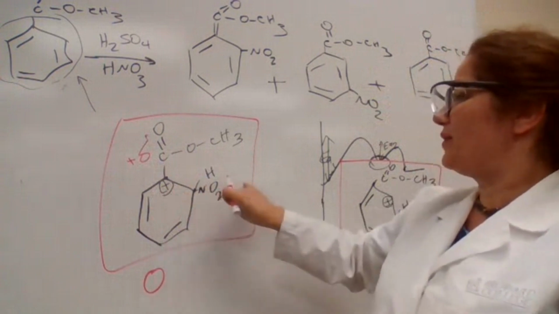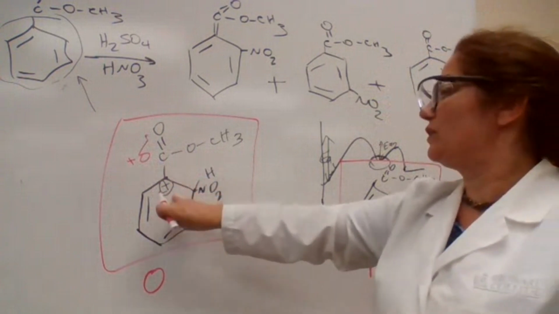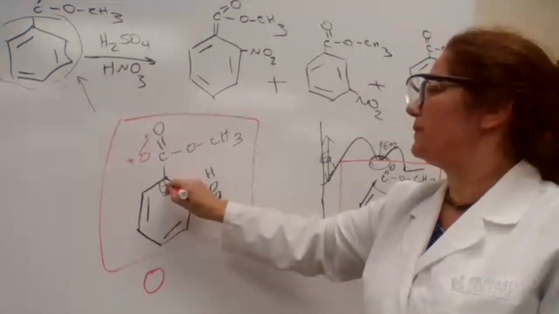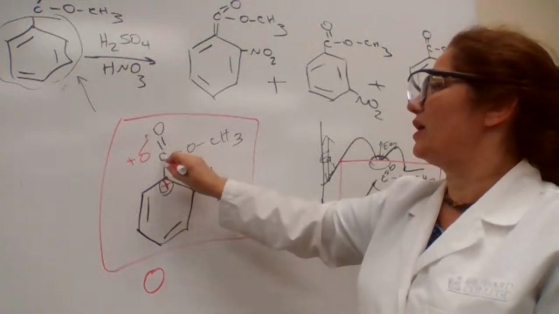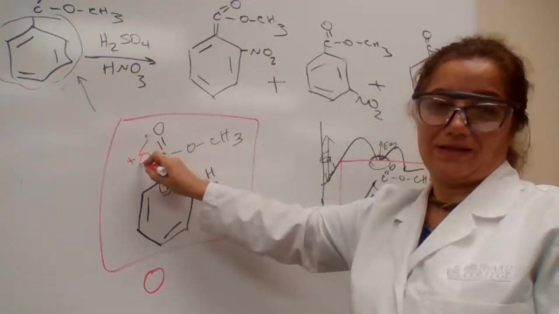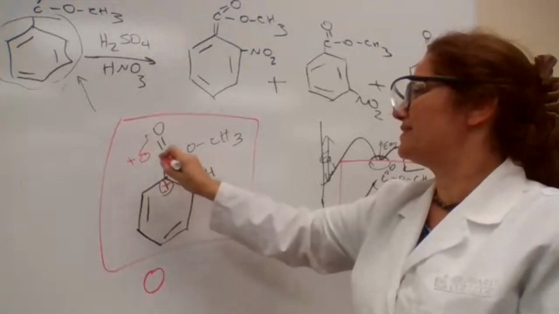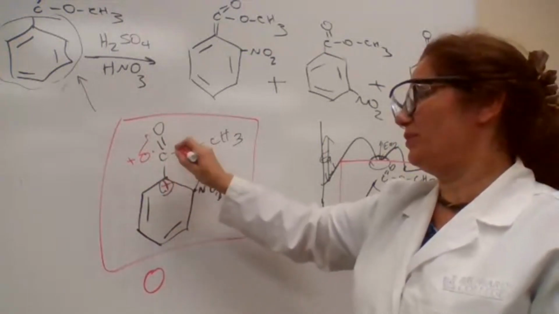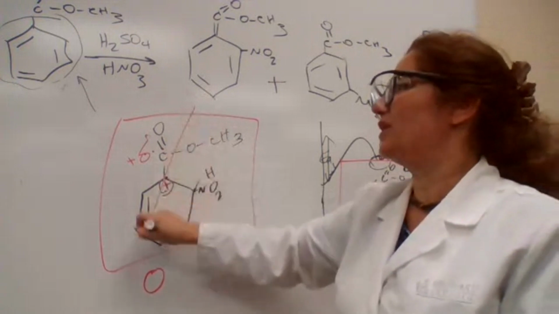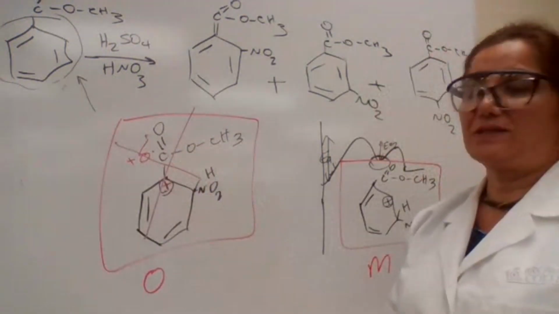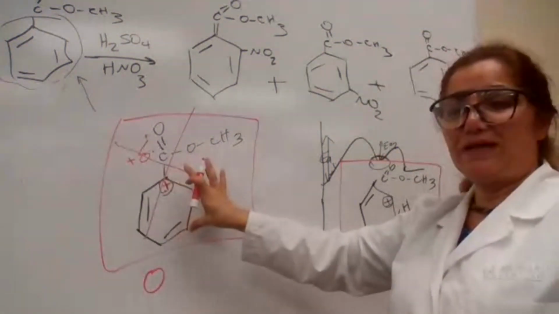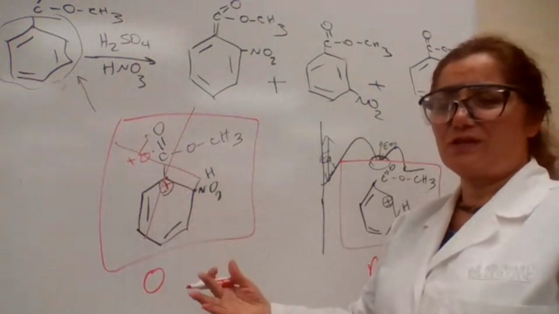If you have an ortho attack, you would get a plus charge next to the carbon that is already positive. So you get two positive charges on adjacent, neighboring carbons, and this is going to make the resonance not good. This is not a good resonance. And if it's not a good resonance, what does it mean?